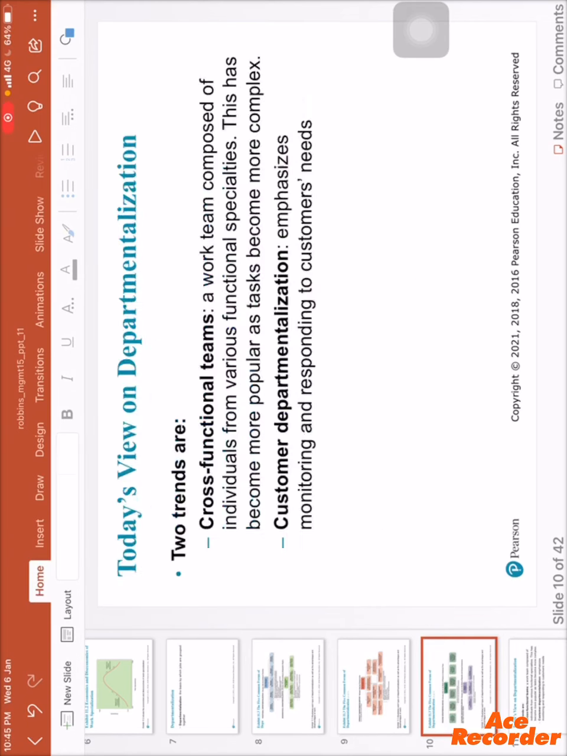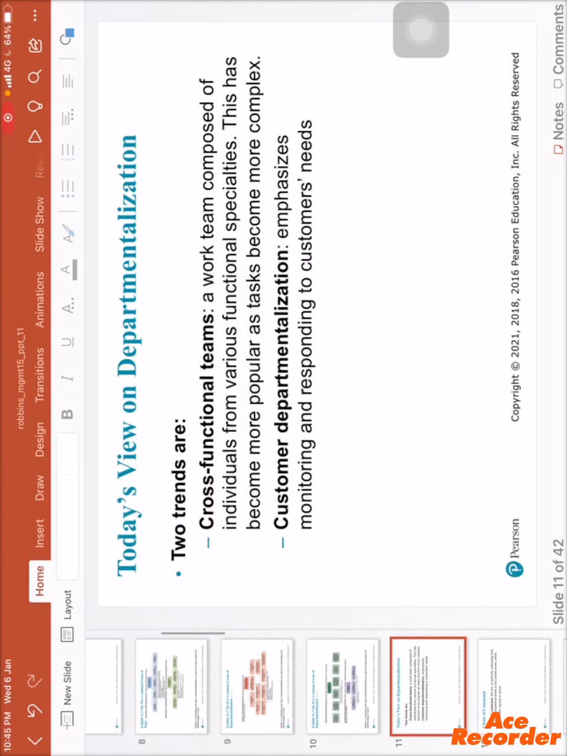Alright, then what's next we have? So untuk kita lihat the popular trends in departmentalization, sekarang ni kita ada dua, cross-functional teams dan juga customer departmentalization. So these two types of organization structure tend to become famous, sebab dari segi they want to kalau dalam cross-functional, for example, a work team composed of individuals from various functional specialties. This has become more popular as it has become more complex.